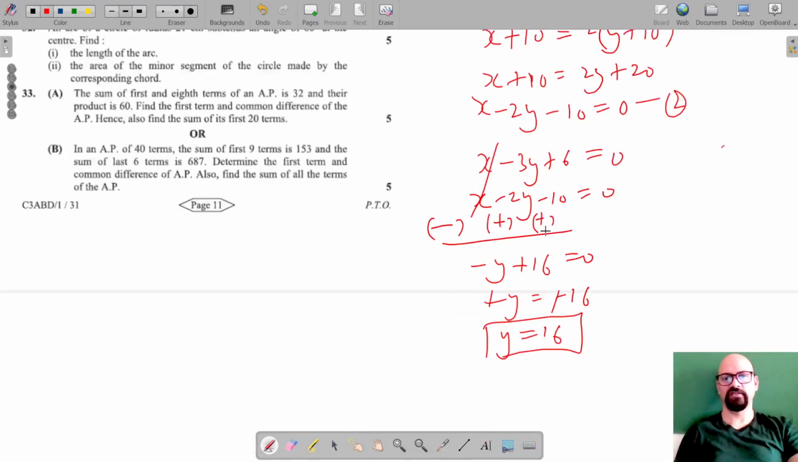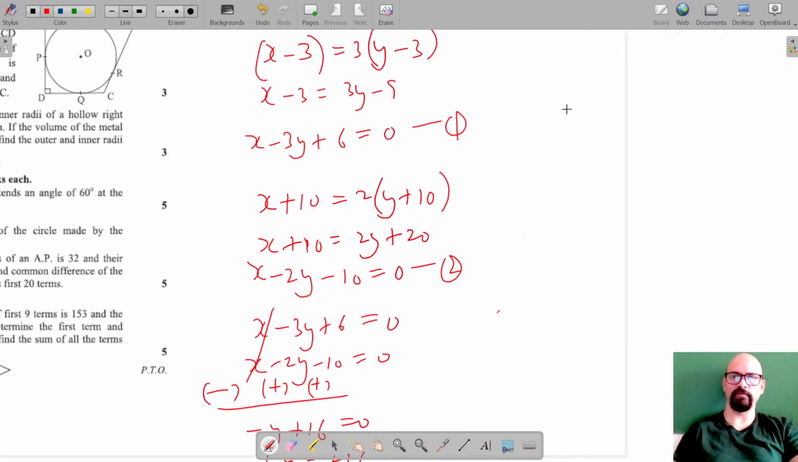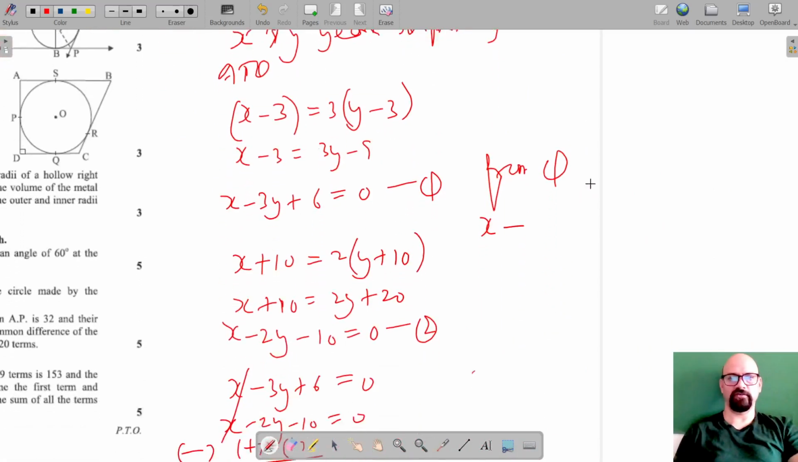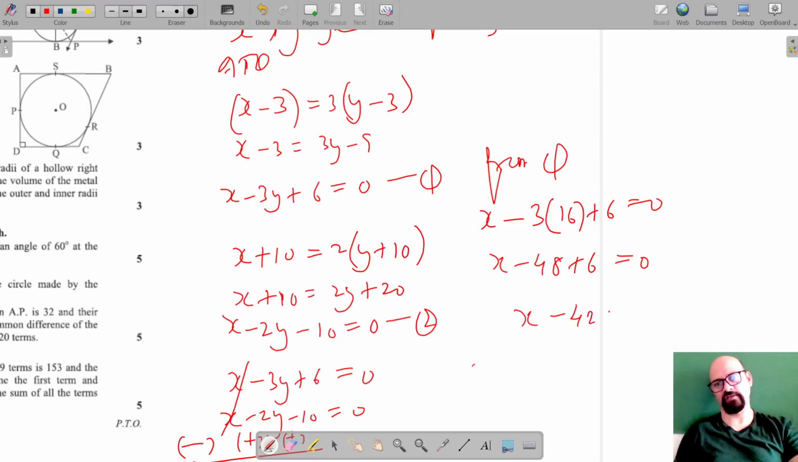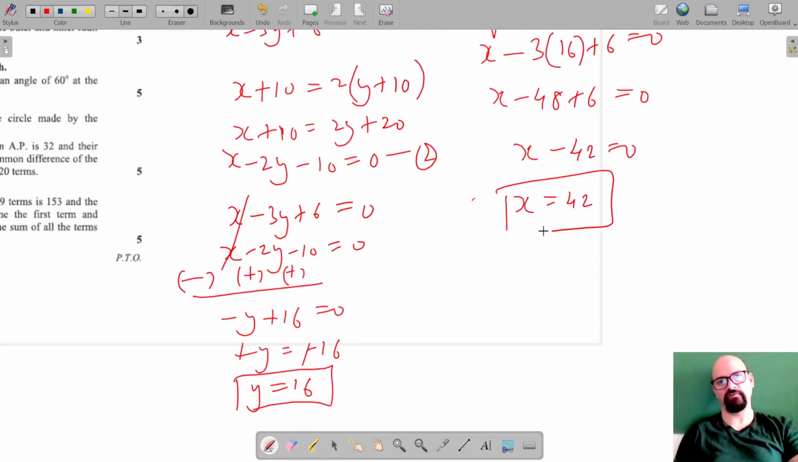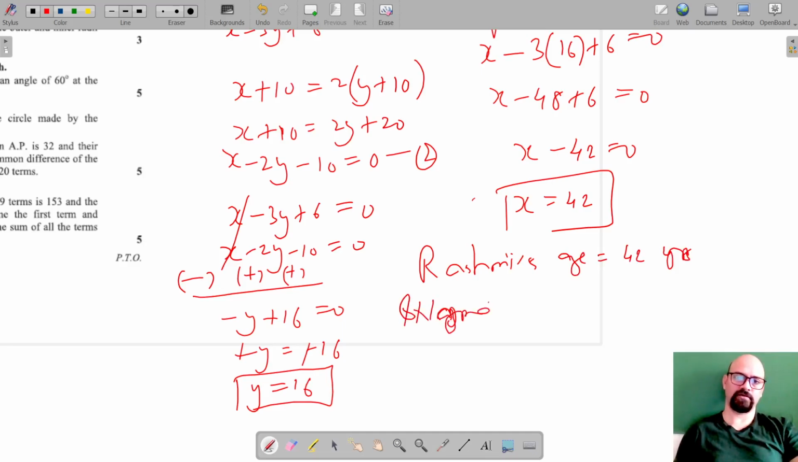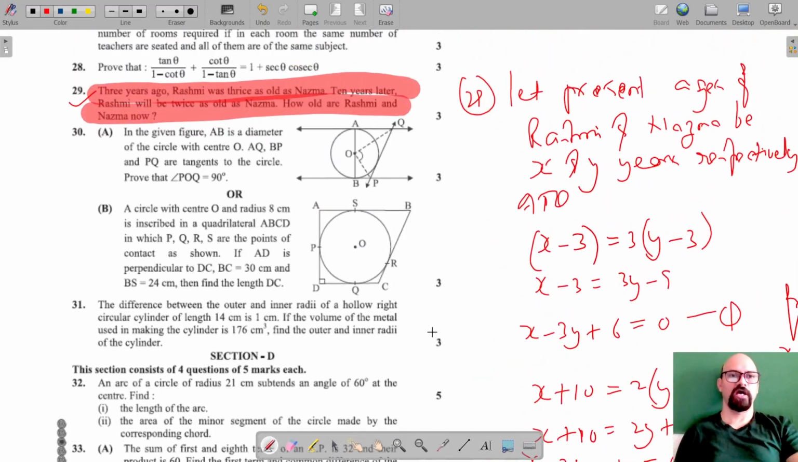So that means Nazma's age is 16 and let's find Rashmi's age from the first equation. So x minus 3 into y, which is 16, plus 6 is equal to 0. So this is minus 48 plus 6, which gives us minus 42, and x is equal to 42. So Rashmi's present age is 42 years, and Nazma's age is 16 years. So 42 and 16 are the respective ages, and this solves our question number 29. Thank you for watching.